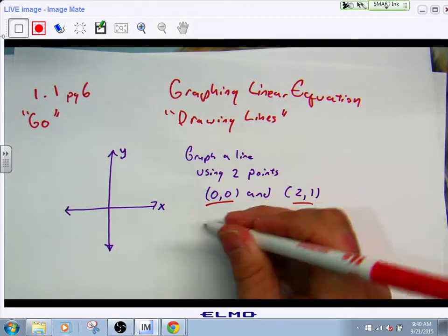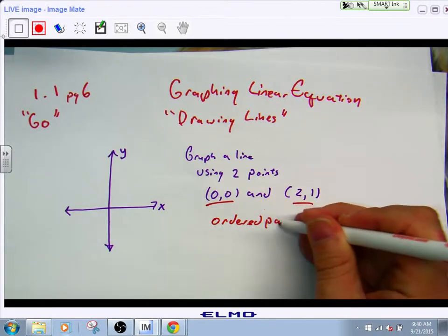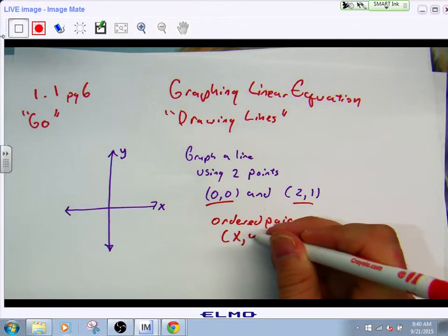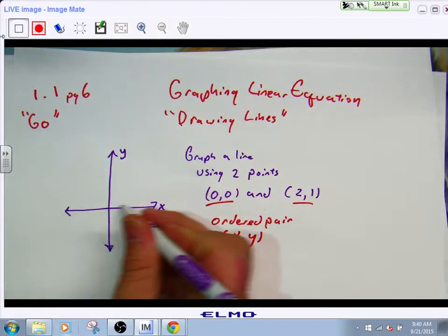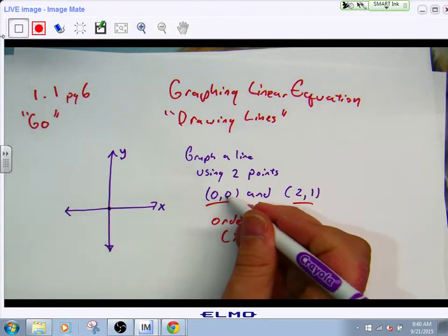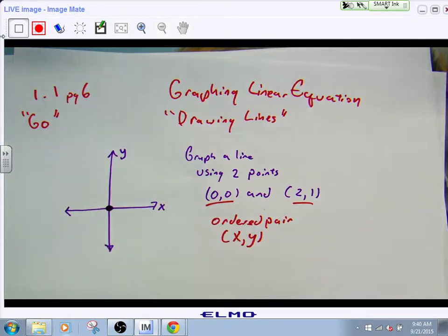These are called ordered pairs. And what order are they in? They're in alphabetical order. It's x, comma, y. Okay? So when I look at 0, I go on my x, and I go over to 0. 0 is right in the middle. My y is 0. I go up and down, which is also right in the middle. So that's my first point right there.